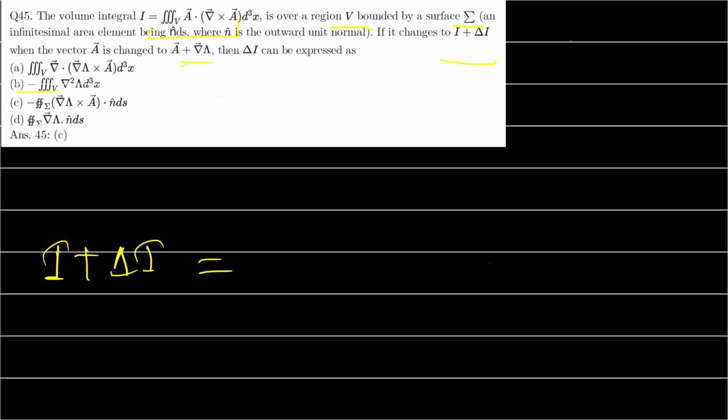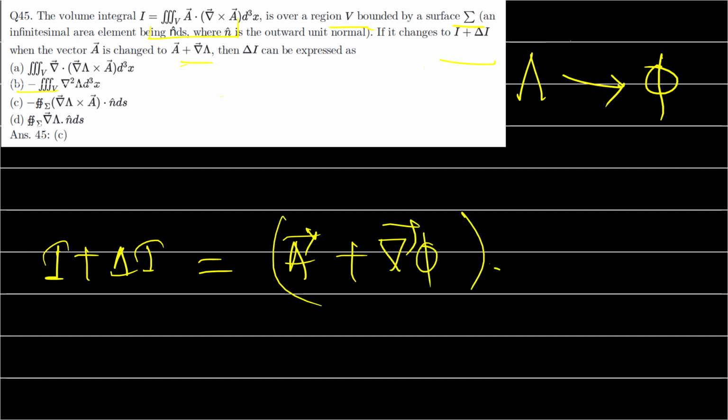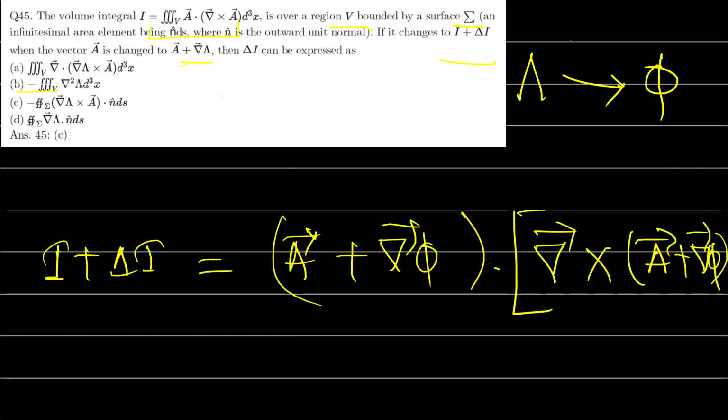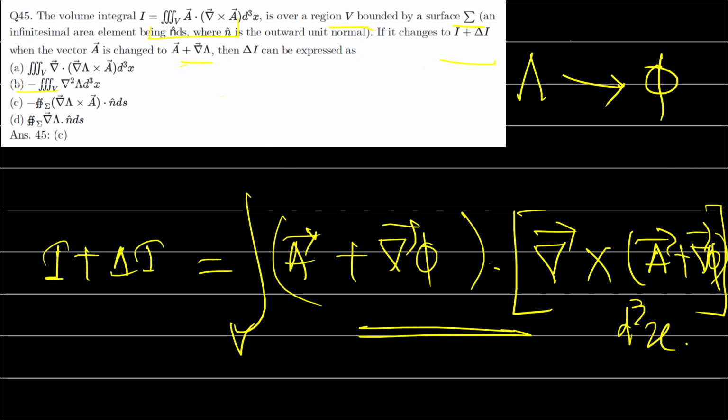So, to avoid confusion, I am replacing this, which we can call lambda, with phi, for no confusion in symbols. So I plus delta I equals how much? A bar or A vector plus grad phi, or lambda, into curl of, again, A plus grad phi, the volume integral dV. Now let's evaluate the inside thing first.